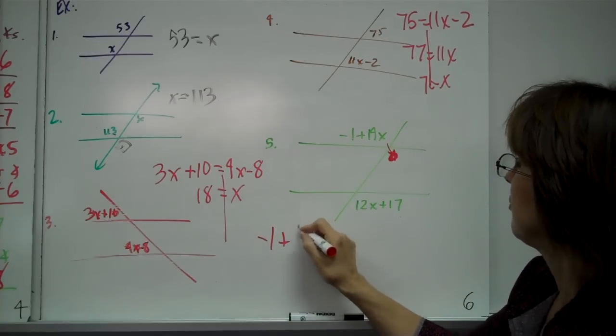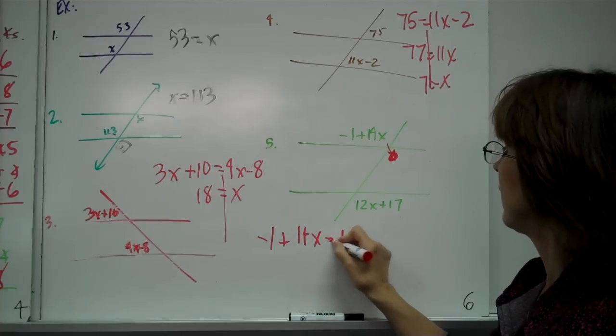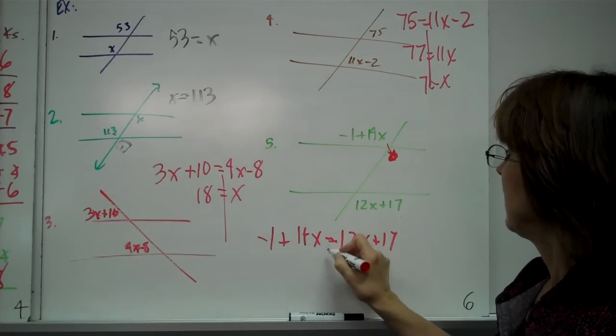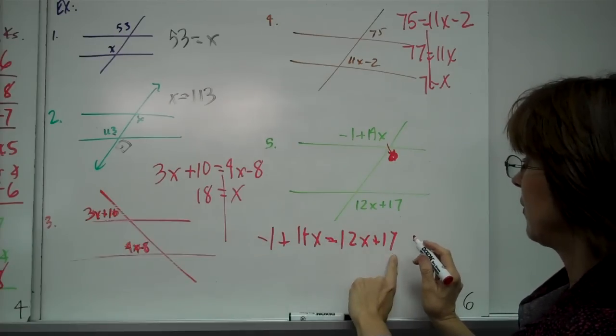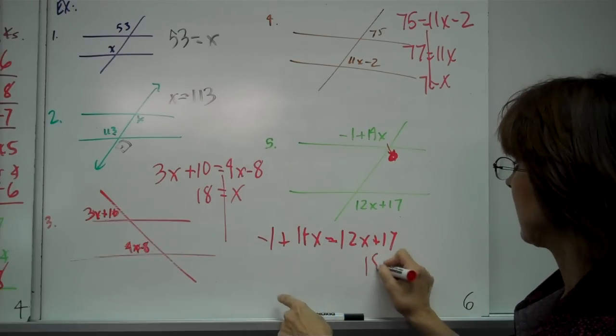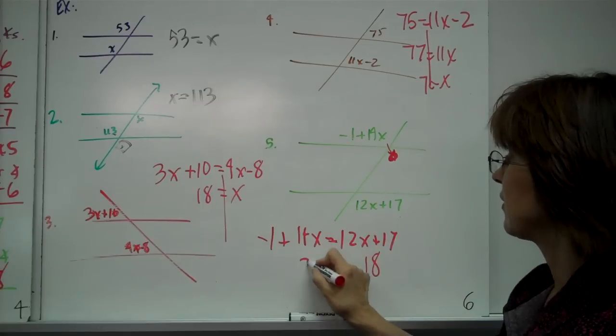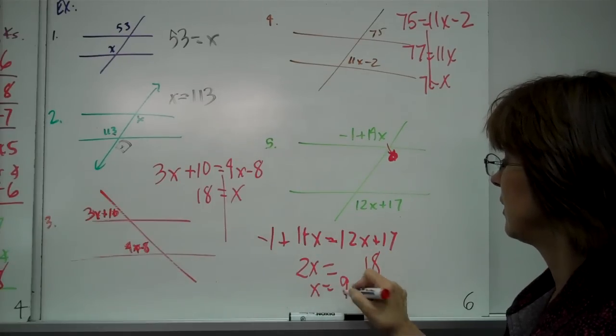So I've got negative 1 plus 14x equals 12x plus 17. So I need to get my guys together. I'm going to add the 1 here and subtract the 12 there. So if I add 1, that's 18. If I subtract 12, that's 2x. So x is going to equal 9.